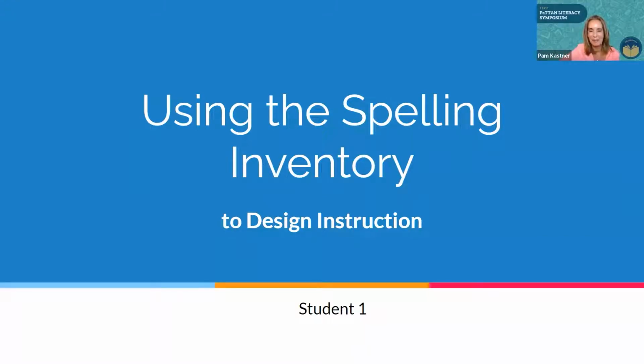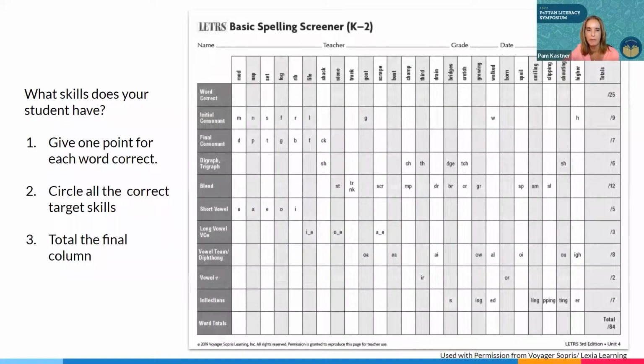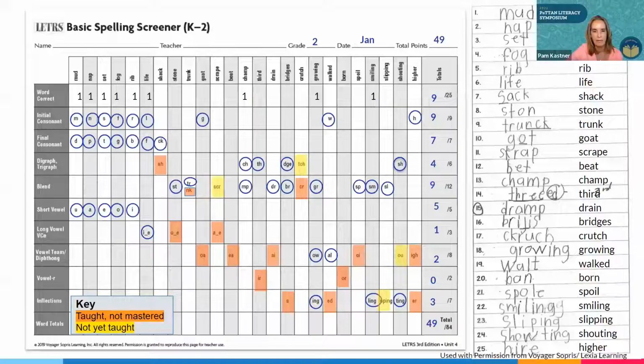So how do we look at the spelling inventory for scoring? We give 1 point for each word correct. We circle all the correct target skills, and then we total the final column. This is one of the spelling samples that you've been looking at through the course of the afternoon. And you can see the scorings to the left and right. All right. And what does that mean?